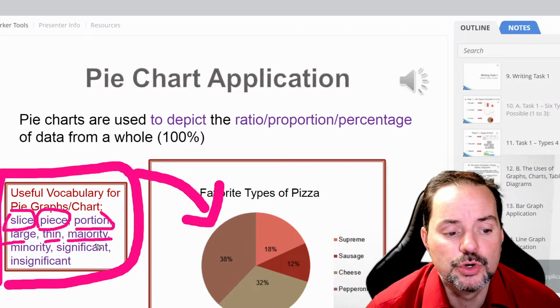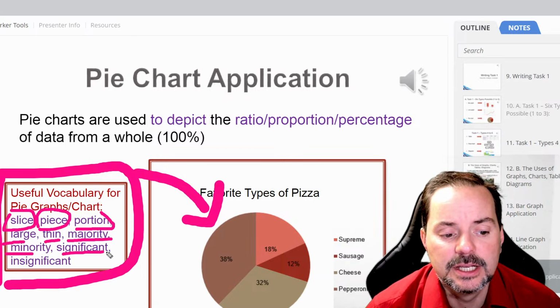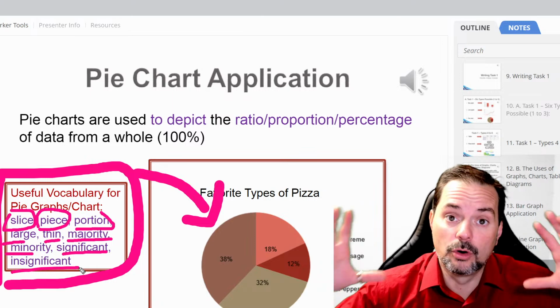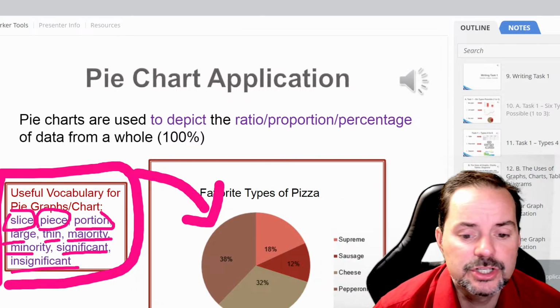It could be the majority or the minority, a significant or an insignificant amount within the whole. Okay, so pay attention to that.